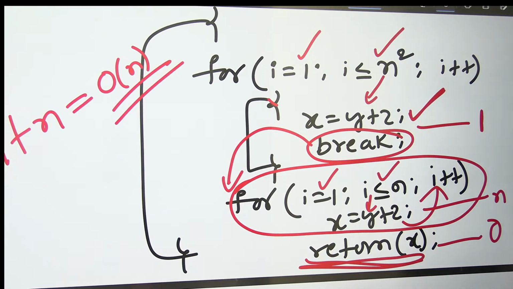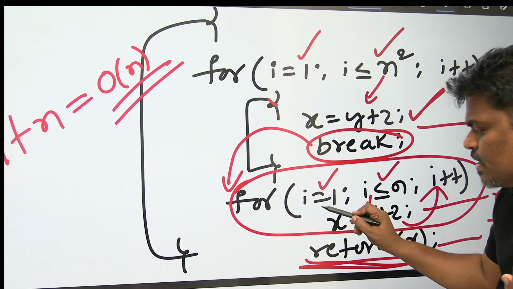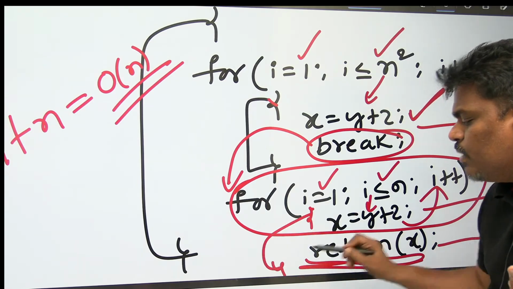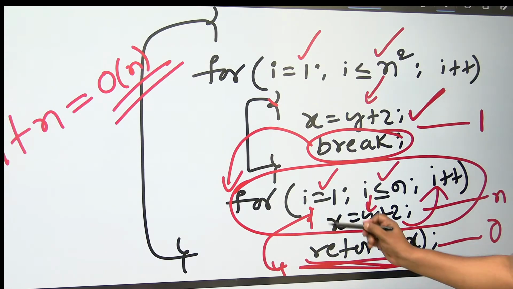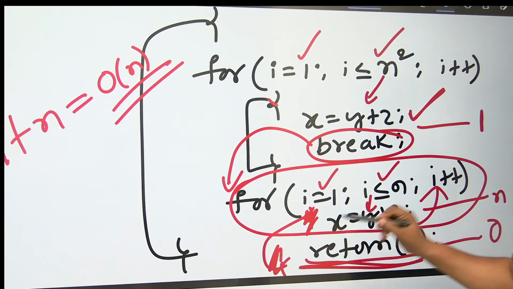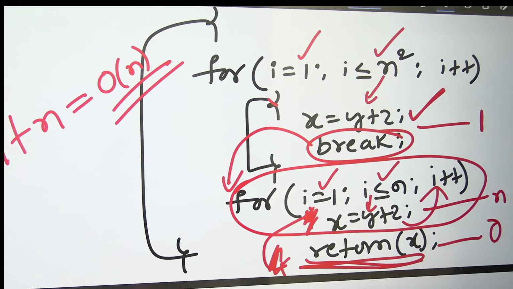If a bracket is there, suppose I keep a bracket here, then after one time it will stop. Because of the lack of bracket, for every i value x is equal to y plus z will be done. So no bracket is there.